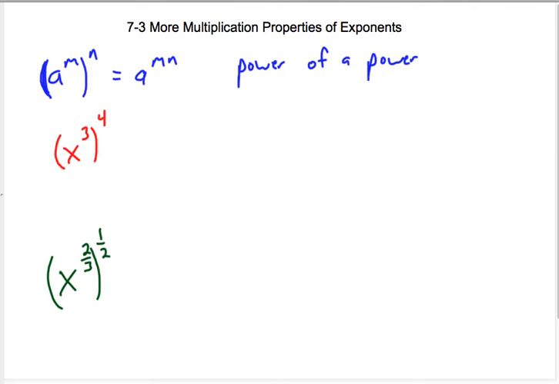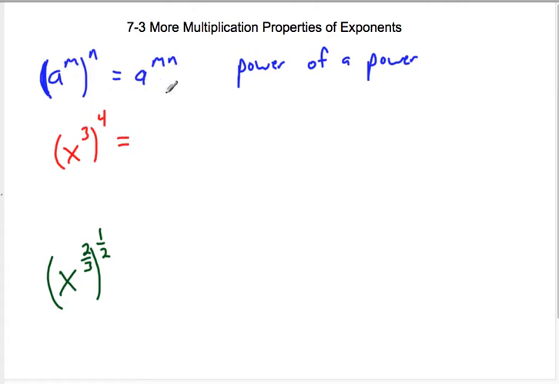Hello, in this video we're going to learn about more multiplication properties of exponents. We're going to start off with power of a power. As you can see here, when there's a base that is raised to a power and then both of those are raised to another power, we call that power of a power, and you write the base and then multiply the exponents. I can prove that to you fairly simply with this problem here.